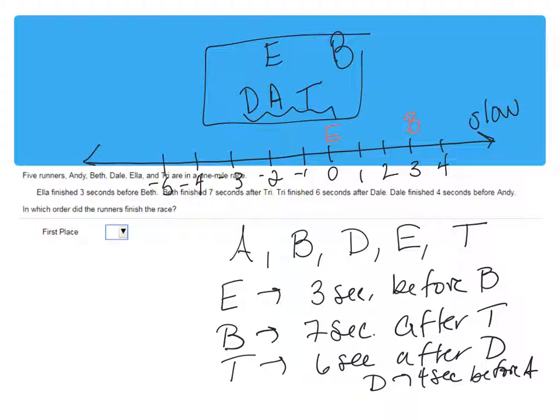We know that B is 7 seconds after T. So 7 seconds after, that's going to put T over here. And T is 6 seconds after D. So that puts D over here. And D is 4 seconds before A. And that's going to put A in between here.